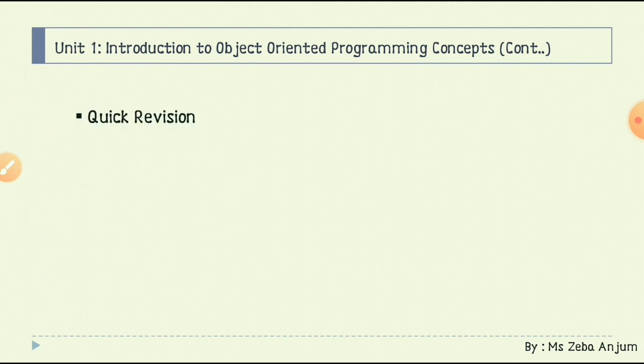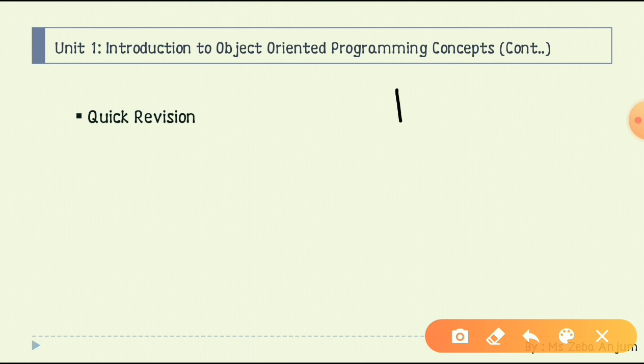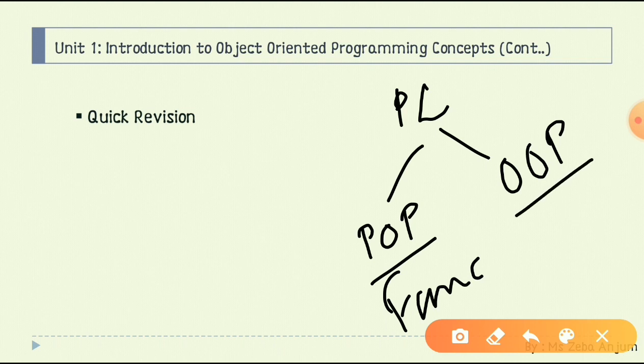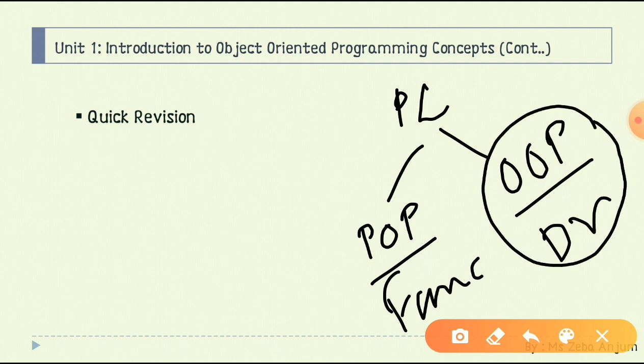So at the very first, let us have a very quick revision of what we have studied in the previous video. In the previous video, we have learned about some programming languages. Moreover, we have seen what are the procedural oriented programming languages and what are the object oriented programming languages. In POP languages, the emphasis or the focus is on functions rather than data values. But in object oriented programming concept, the focus is on data values rather than functions. And that is what makes object oriented programming the more secured and popular one, and procedural oriented programming somehow less secured and less popular.